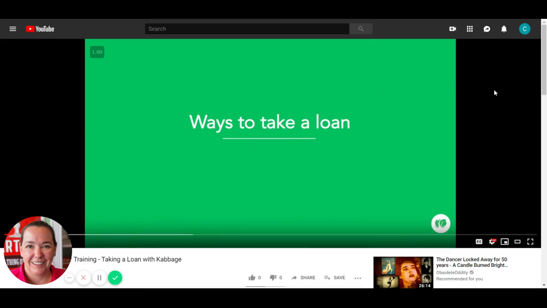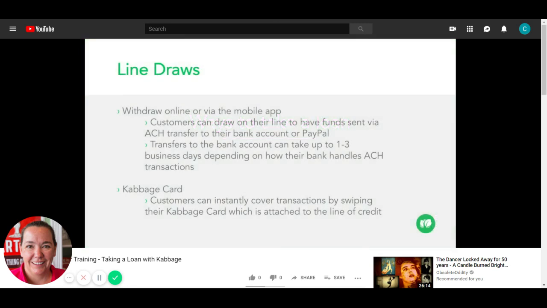There are ways to take a loan. Once you're approved, you have the option to draw on the line and have funds sent via an ACH transaction directly to your bank account, which will take 1 to 3 business days. The second option is to use PayPal, which will happen almost instantly, about 1 business day.